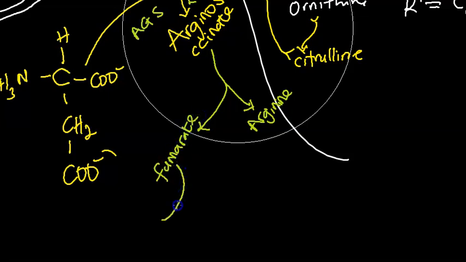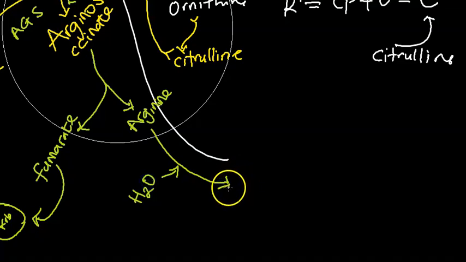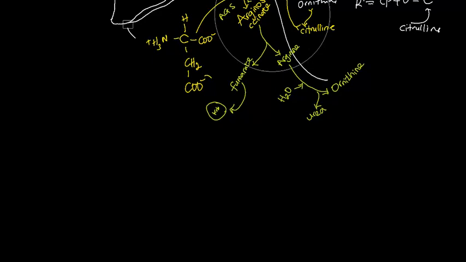Fumarate further goes in to join the Krebs cycle. Arginine is hydrolyzed. That means water is added to it to form urea. Let's put it here. And ornithine. Urea is excreted in the urine, while ornithine is transported back into the mitochondria to restart the cycle.